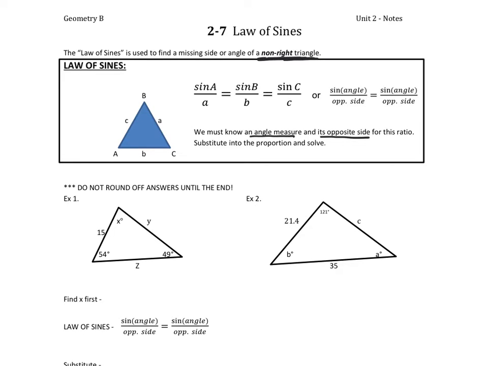For all of these problems, we are not going to round our answers off until the end. So we're going to grind through the algebra and then type it into the calculator at the end. For our first example, we're given two angles, so we can find the last angle first. Since the sum of the angles in a triangle is 180, we do 180 minus 49 minus 54, and we get 77 degrees.